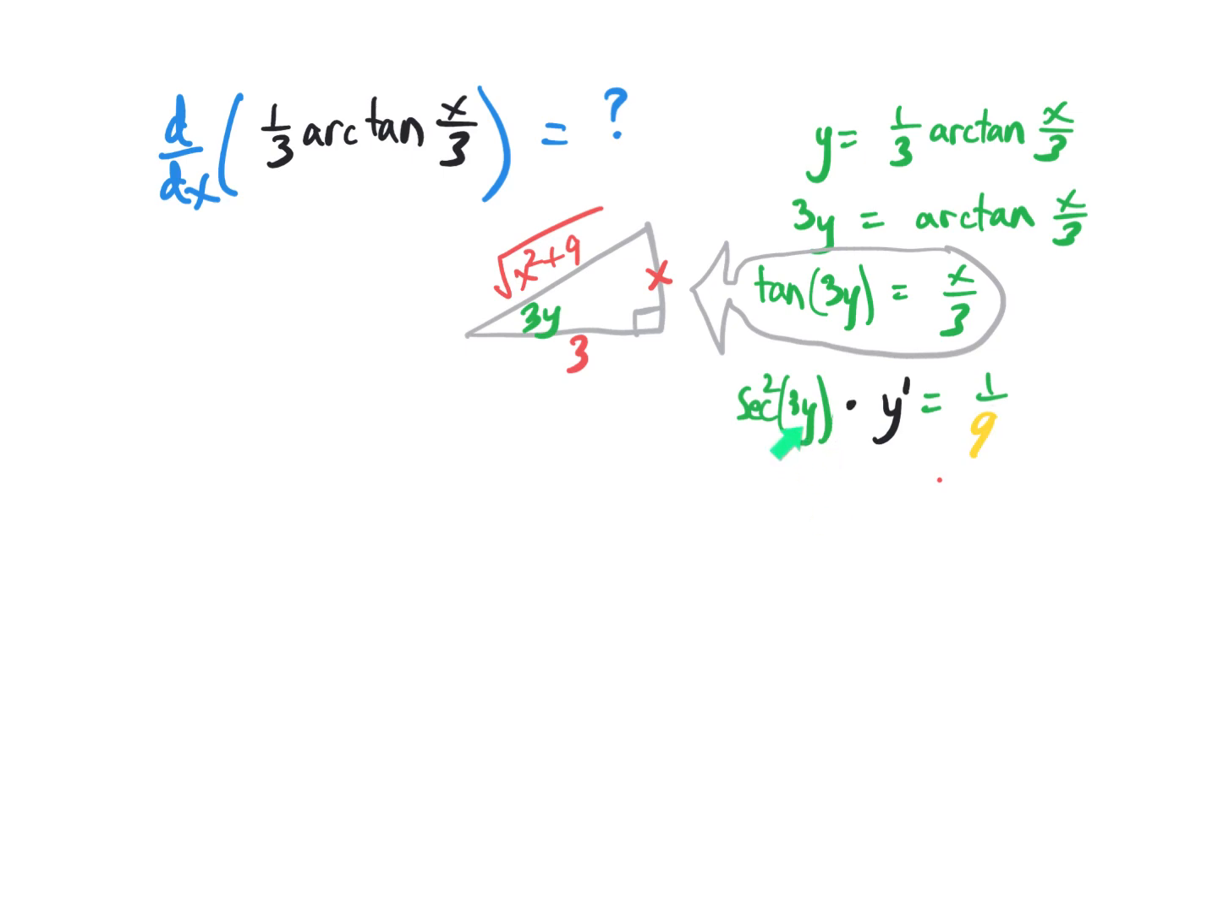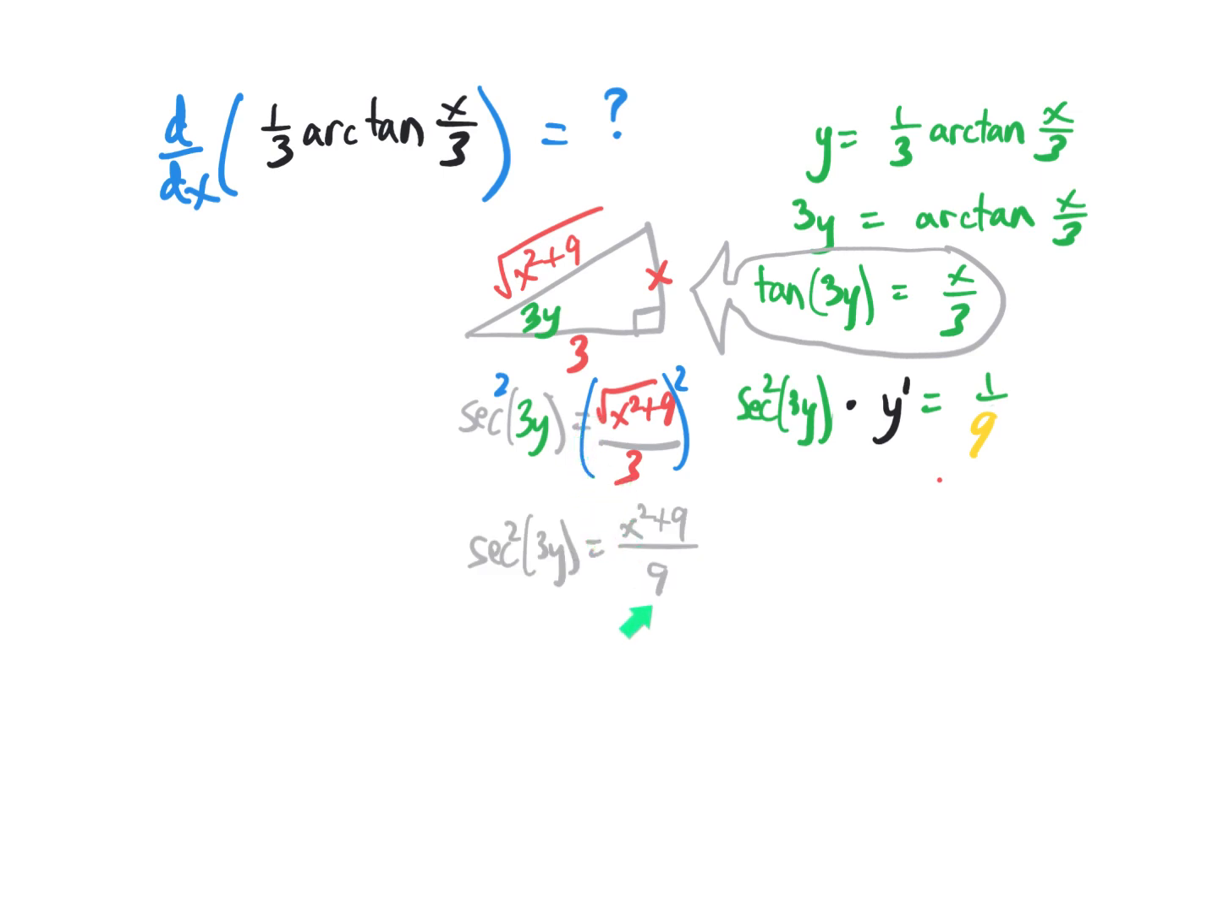So now we have secant squared of 3y times y prime is 1/9, and the derivative with respect to x of this function is really the derivative of that y with respect to x. So we're looking for y prime. So just solve for y prime. Let's divide both sides by secant squared of 3y, and from our right triangle, what is secant squared of 3y? It's this secant ratio, hypotenuse over adjacent, squared. Well, that's just x squared plus 9 over 9.